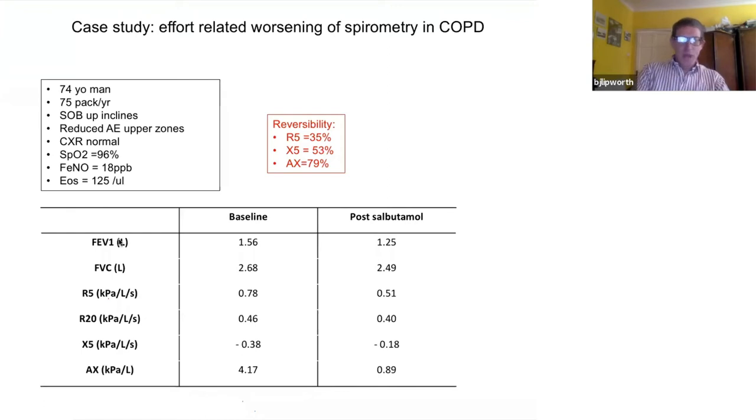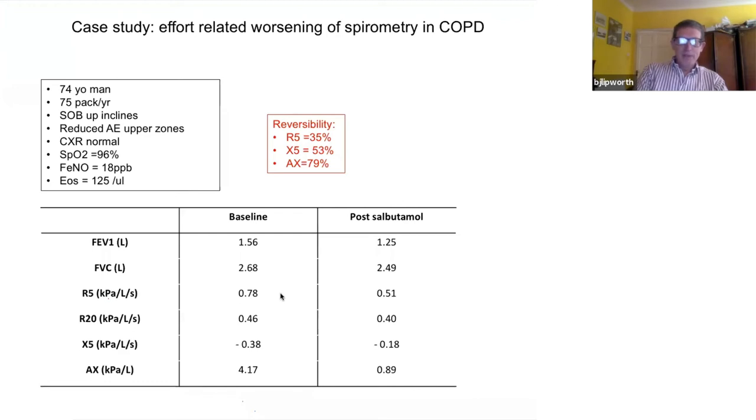When we gave him salbutamol, and we see this quite often, what we found is that repeated forced expiratory maneuvers can actually induce bronchoconstriction. And that's exactly what happened here. If you compare the baseline to post-salbutamol, you can see the FEV1 fell. So as he did repeated forced expiratory maneuvers, he got expiratory-dependent bronchoconstriction. You can see his FEV1 fell and his forced vital capacity fell.